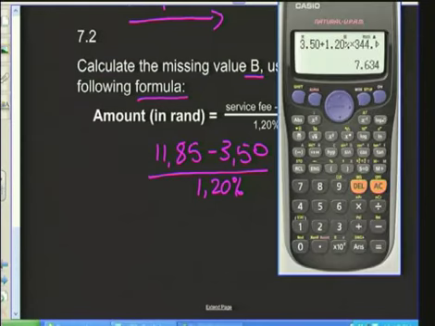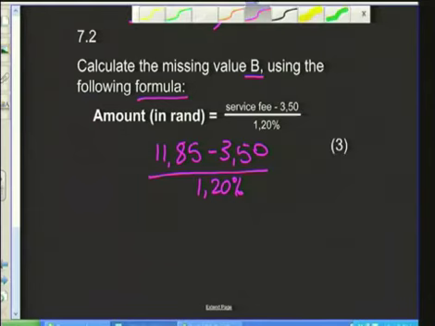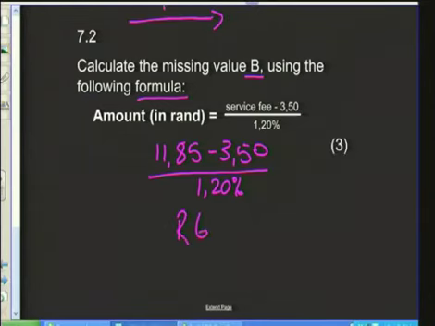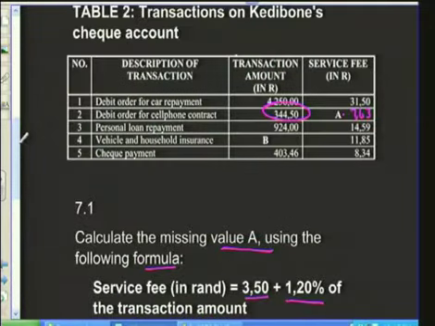So what do we now do? We take our calculator and we're going to use the fraction button, 11,85 minus 3 Rand 50 divided by 1,20%, and I get an amount of 695.83. So that is 695.83. That in fact is that amount. So my vehicle household insurance was 695.83.